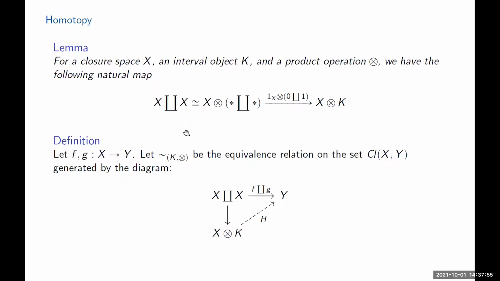So okay, now when I have two maps within closure spaces, I have a particular choice of interval k and a product operation. I can define a homotopy relation to be the equivalence relation generated by diagrams of this form. This is very standard when you have a cylinder object. You have two maps between x and y, and you identify one of the maps with the bottom slice and one with the top slice, and you say they're homotopic if you can extend the map to the whole cylinder.